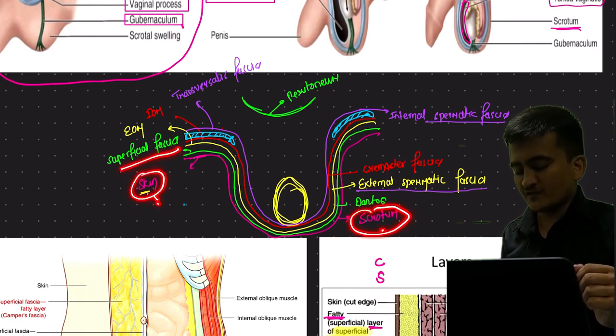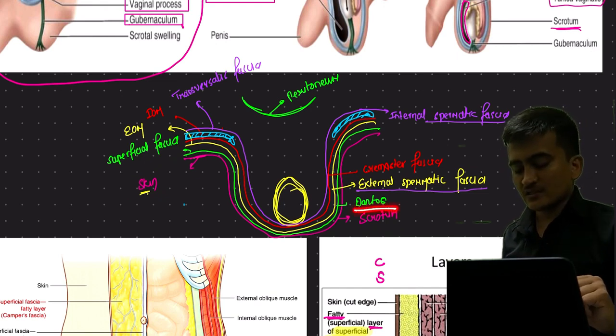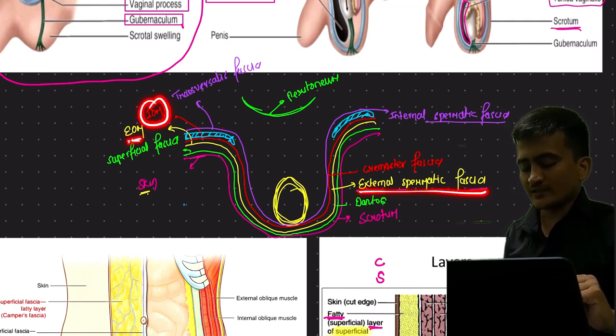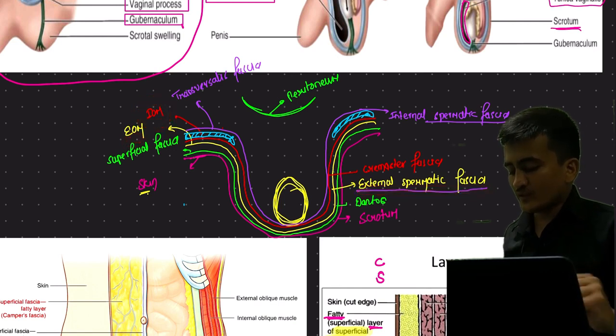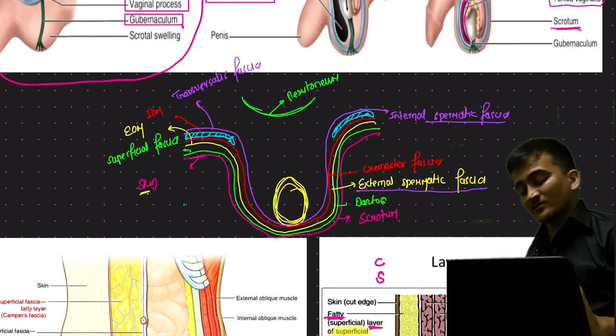What is superficial fascia doing? It is forming the dartos muscle. What is the external oblique muscle doing? It is forming the external spermatic fascia. Similarly, the internal oblique muscle is forming the cremaster fascia.